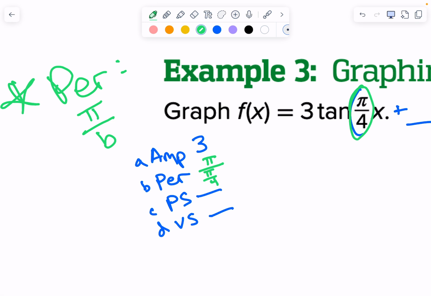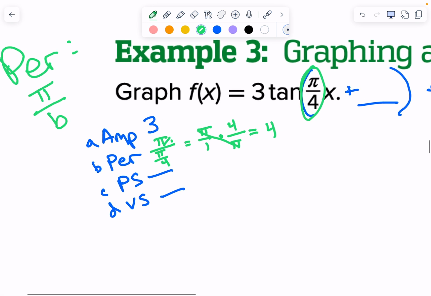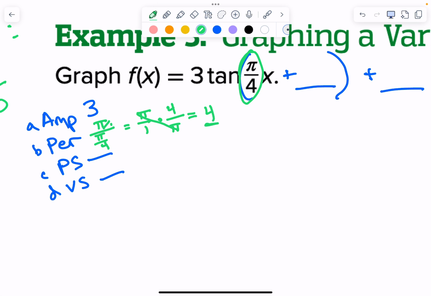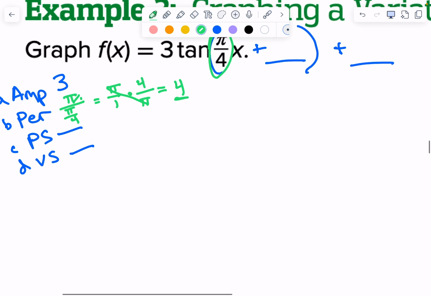So I have pi divided by pi over 4. I don't like that. This is pi, so I'm going to put pi over 1. This is like pi over 1 on the top, times 4 over pi. So what's the period now? 4. How can I have a period of just 4? It's like 4 radians, right? Pi is 3.14 radians, so it's a little bit bigger than pi.